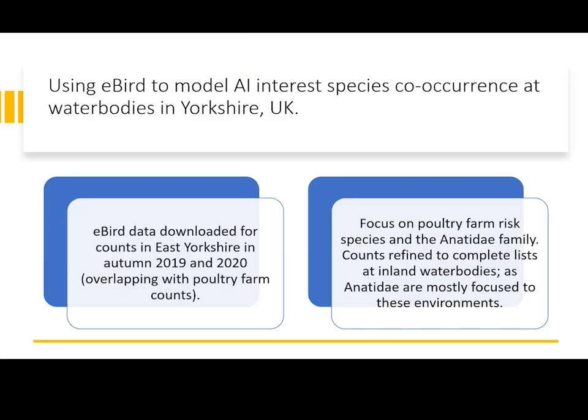And then this final chapter, and realizing my time is running quite closely here, I will speed through this a little bit. So I've used eBird to model AI interest species co-occurrence at water bodies. So this is species that we've identified through the previous chapter, those that are closest to poultry farm sheds, interacting with water body sites. So I've looked at anatidae within this, as we have a greater understanding of avian influenza prevalence and rates within anatidae. They're seen as the most important group, really.